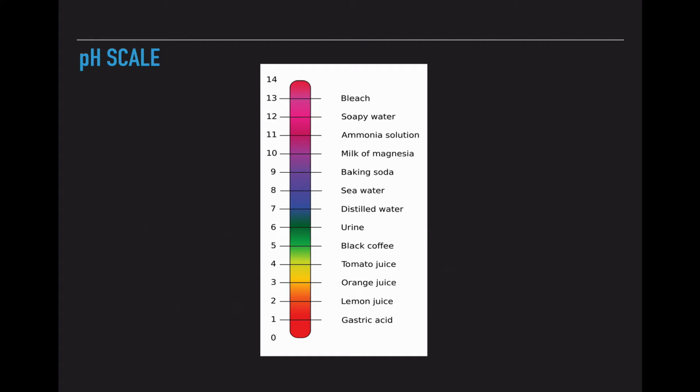Here's an example of the pH scale. At 0, that's where we are very, very acidic. 1 is about the level of stomach acid. 2 is lemon juice, 3 is orange juice, etc., etc. Up at the 14 level, that's where we're very basic. And a level 13 is straight bleach. And remember, 7 is completely neutral, but 6.5 to 7 is considered the neutral range.